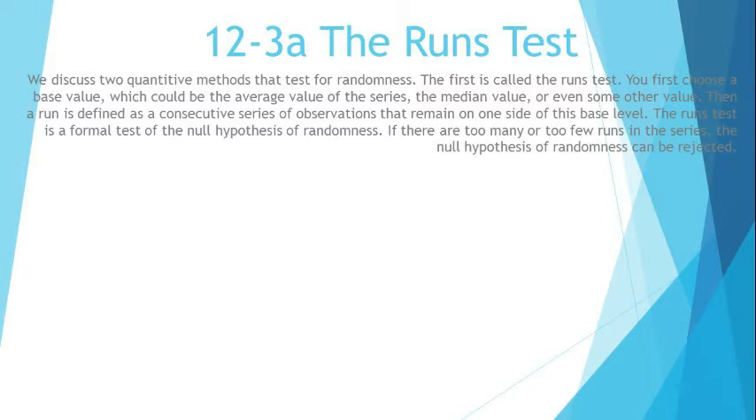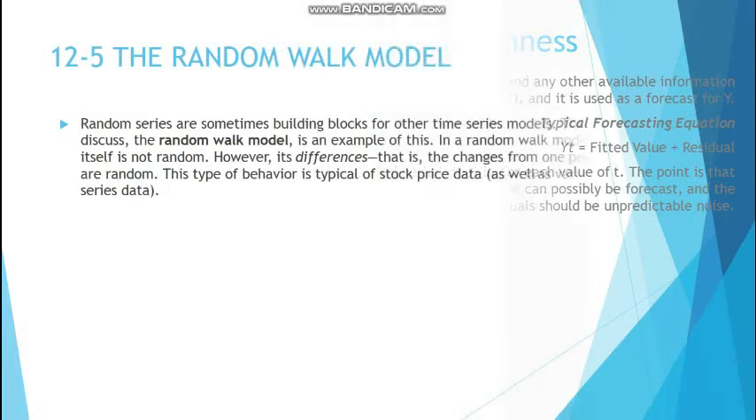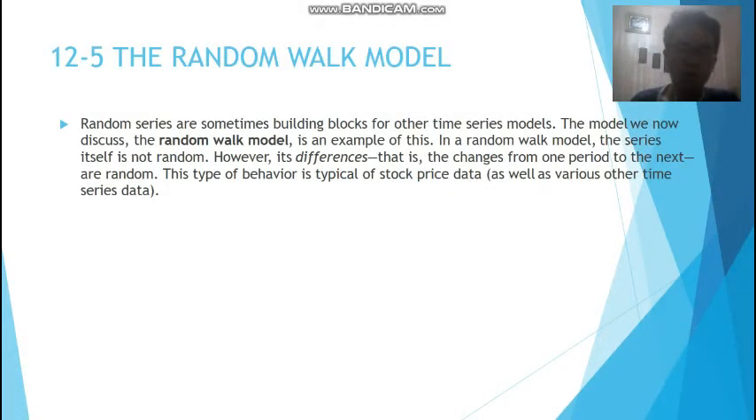The run test is a formal test of the null hypothesis of randomness. If there are too many or too few runs in the series, the null hypothesis of randomness can be rejected. Next is the random walk model. Random series are sometimes building blocks for other time series models.